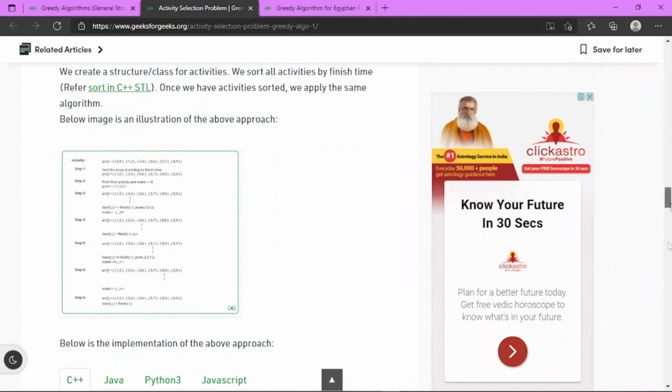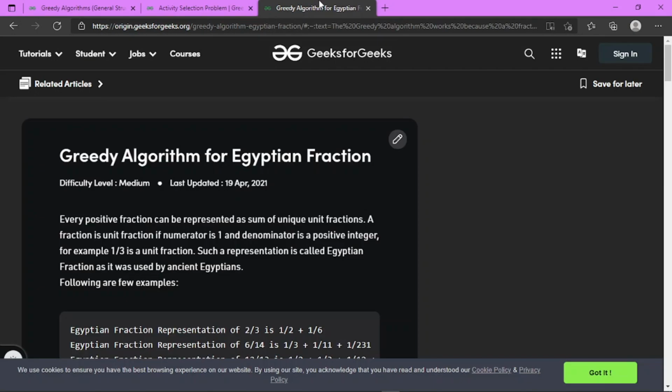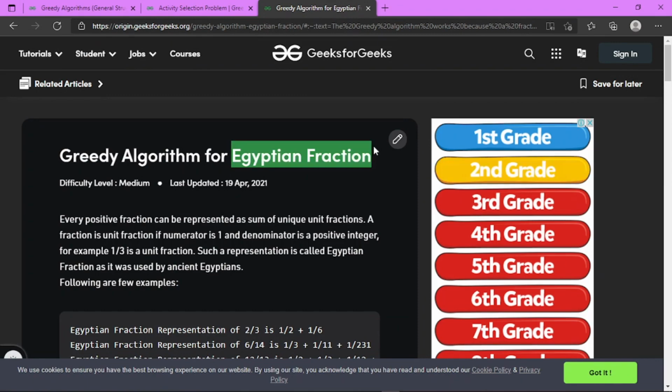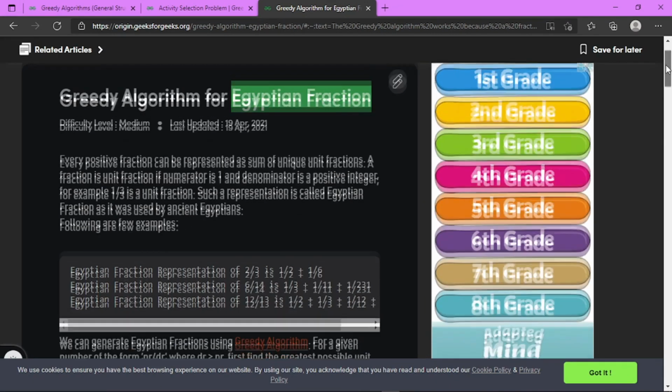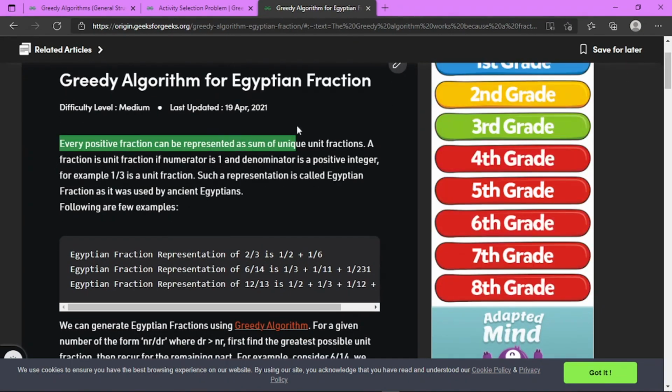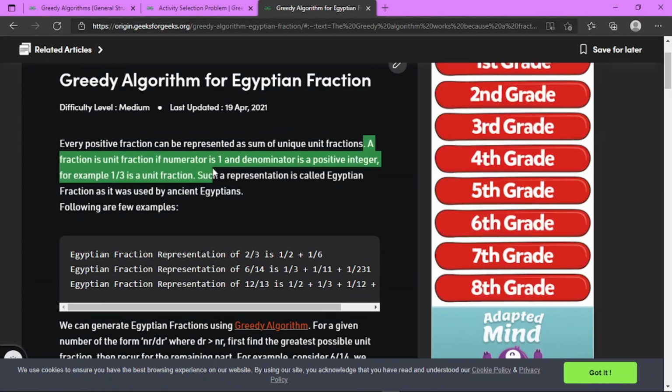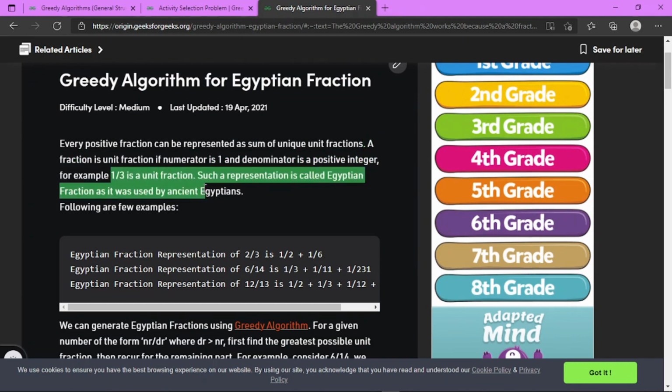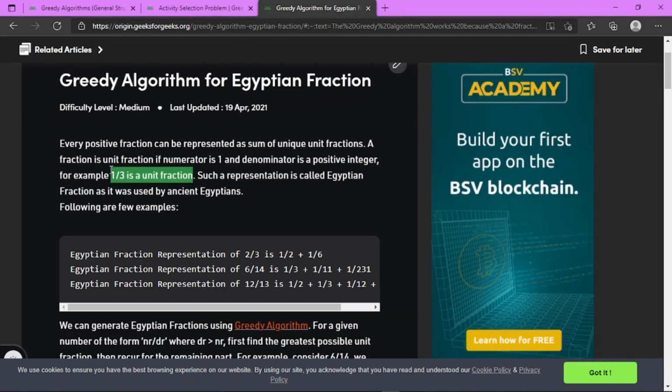One more problem is the Egyptian fraction method, which says that every positive fraction can be represented as a sum of unit fractions. A fraction is a unit fraction if the numerator is 1 and the denominator is a positive integer. For example, 1 by 3 is a unit fraction, and we can use such fractions to represent a positive fraction. This was actually used by ancient Egyptians.